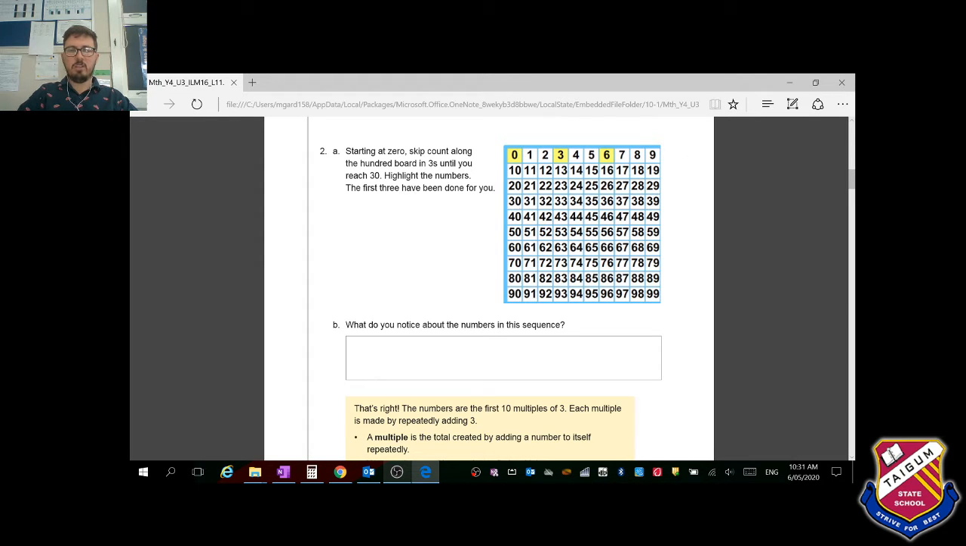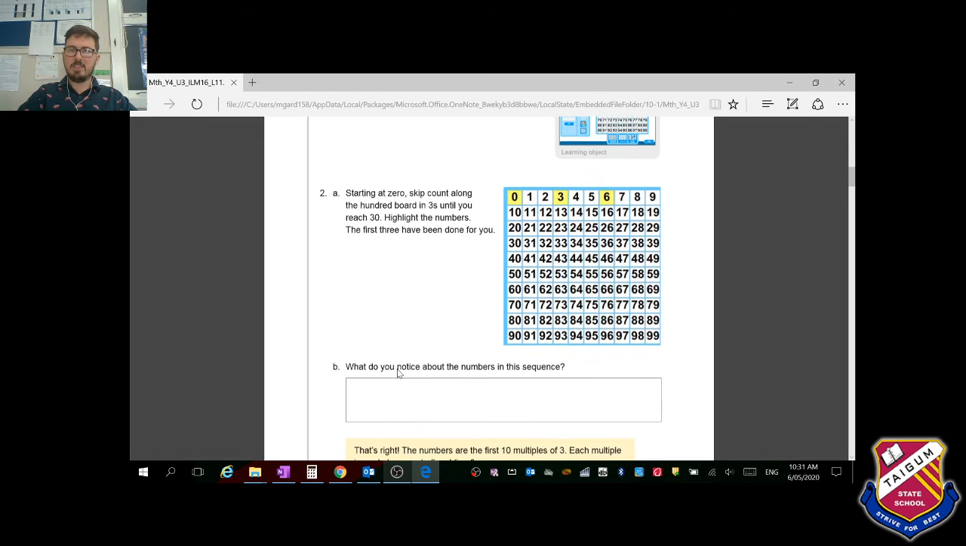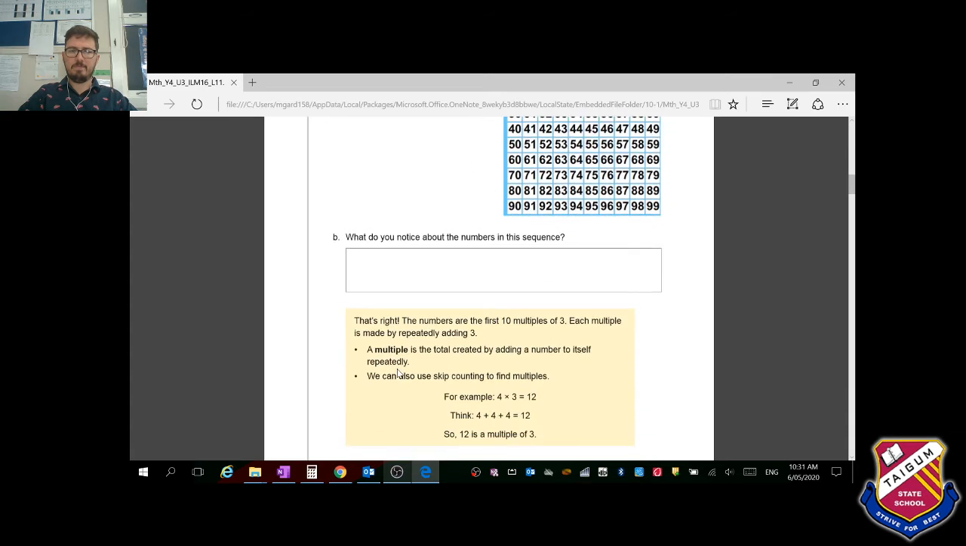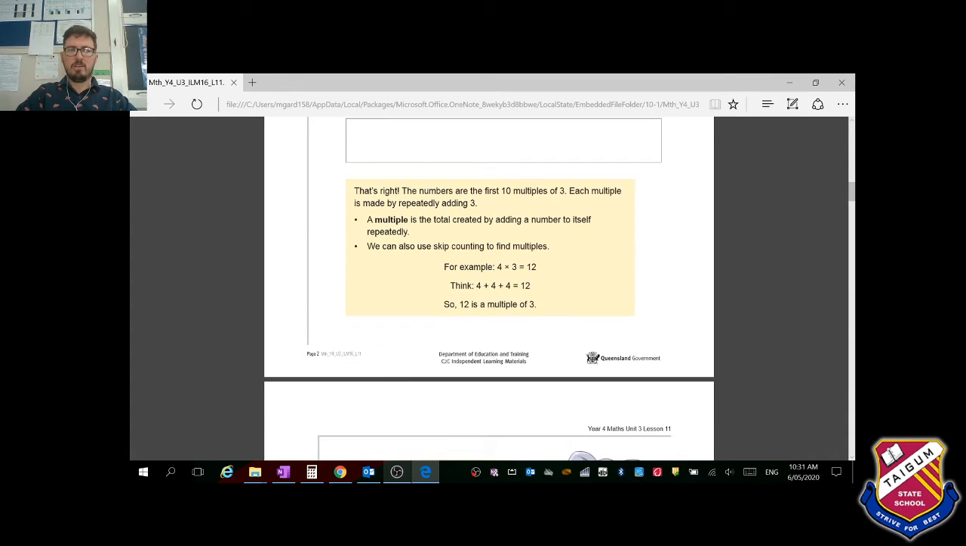And then I want you to look at what you notice about the numbers in this sequence and just write in that box any sort of patterns that you notice. Off you go. So there we go, pretty simple.